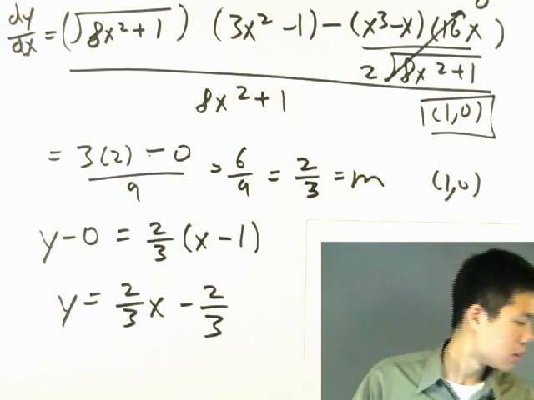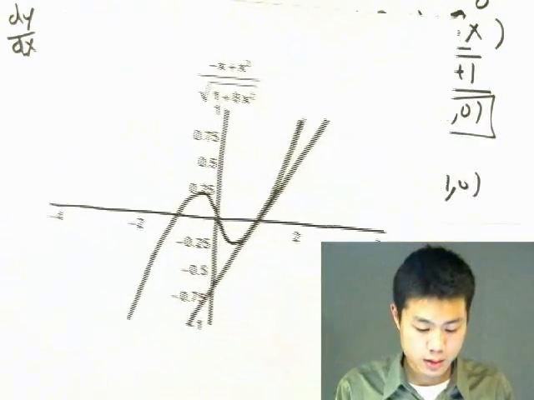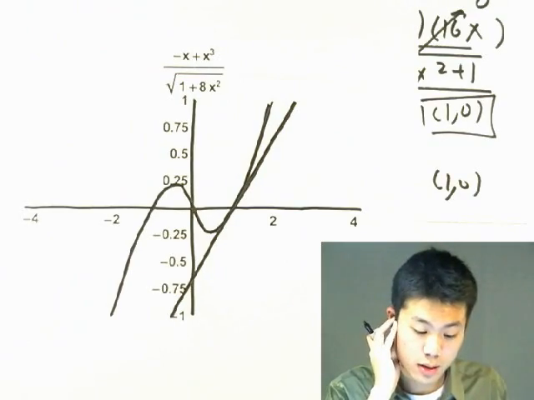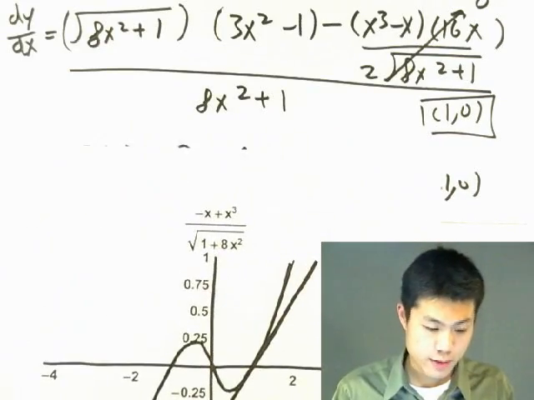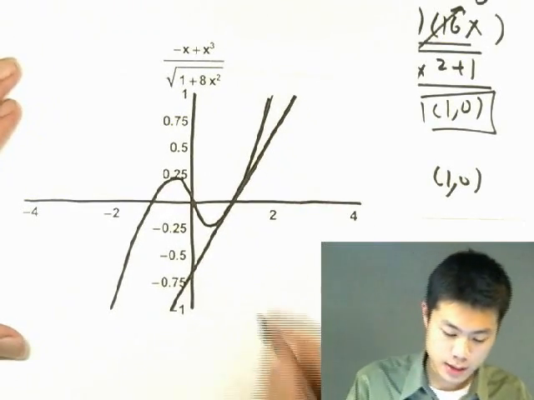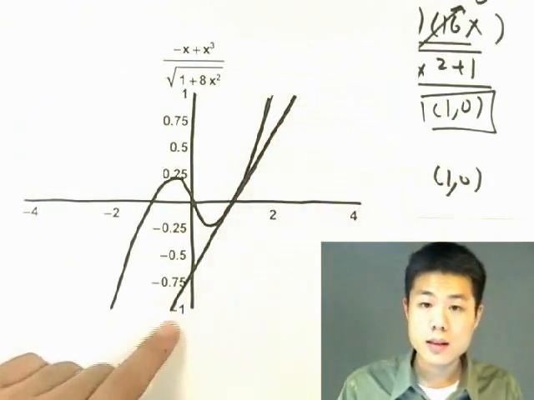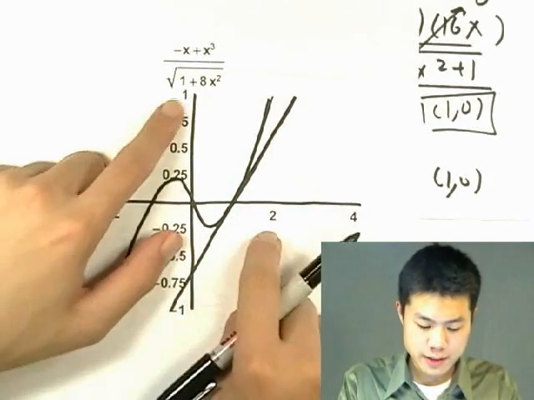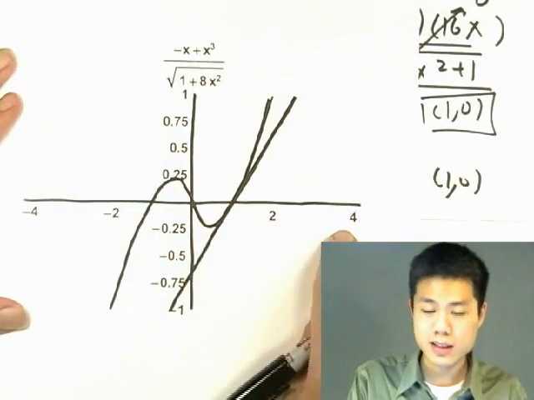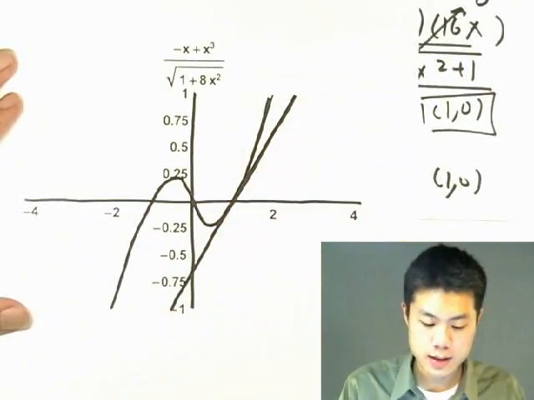There you go. There's our answer. As you can see, at this point (1, 0), this is a tangent line. The graph isn't to scale, so the axes are on different scales. That's why it seems kind of steep, but in fact the slope is 2/3.